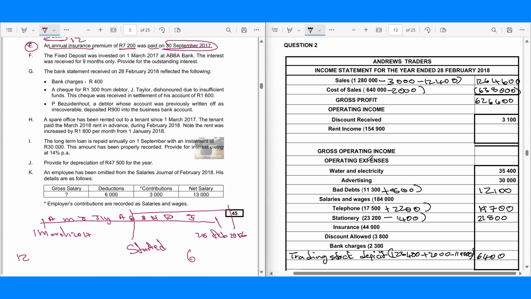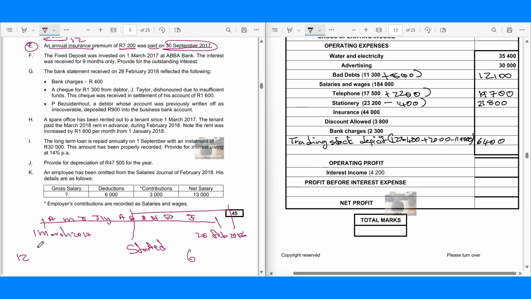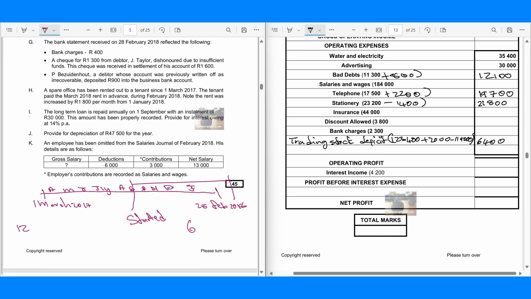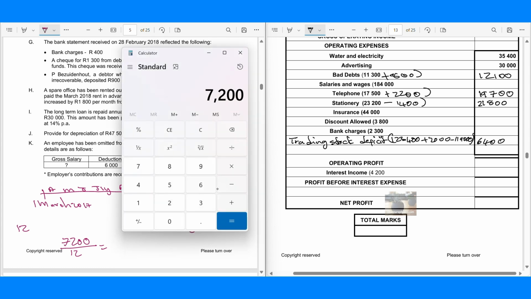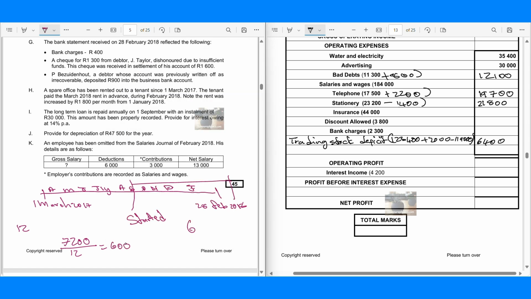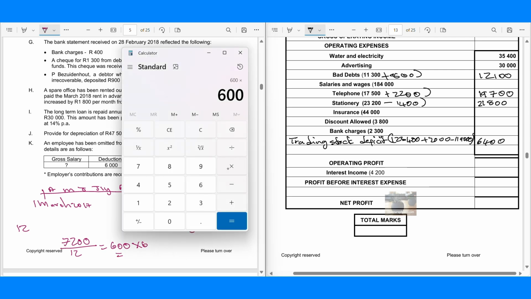So what we are going to do here, we are going to use the UK method. You know that I taught you the UK method. Or we just do this: 7,200 divided by 12. We know that this is for 12 months, as they said, annual. So how much are we going to get? Let's check. 7,200 divided by 12, we are going to get 600. 600 times 6, let's see what we are going to get. 3,600.